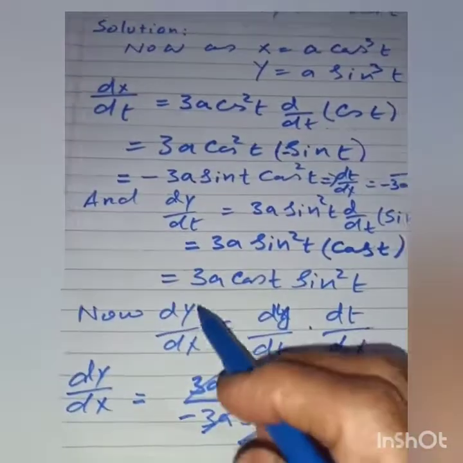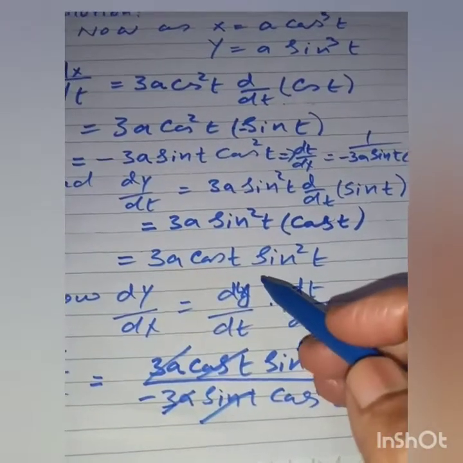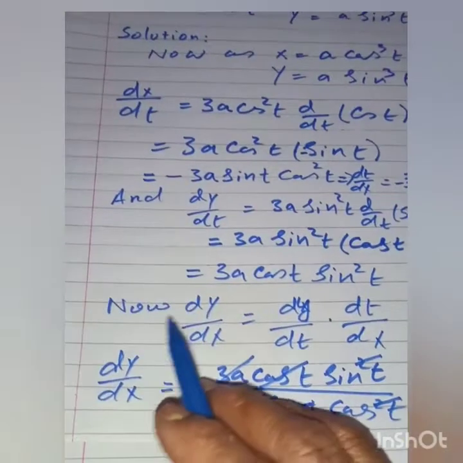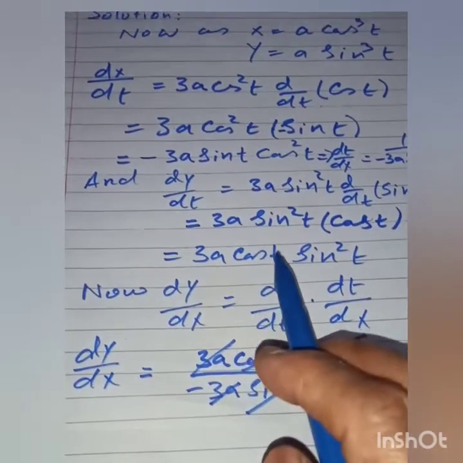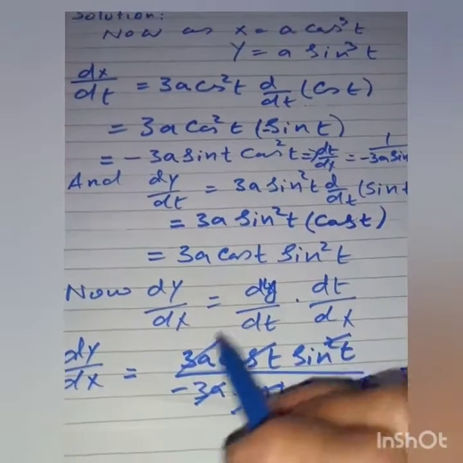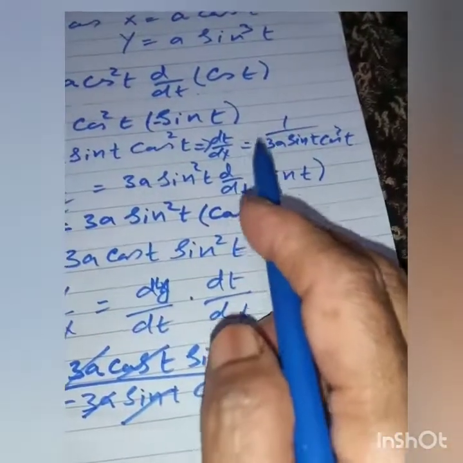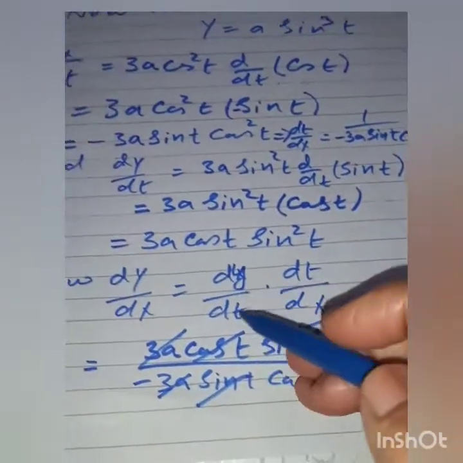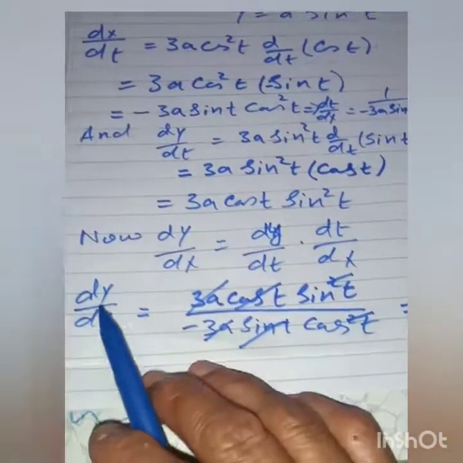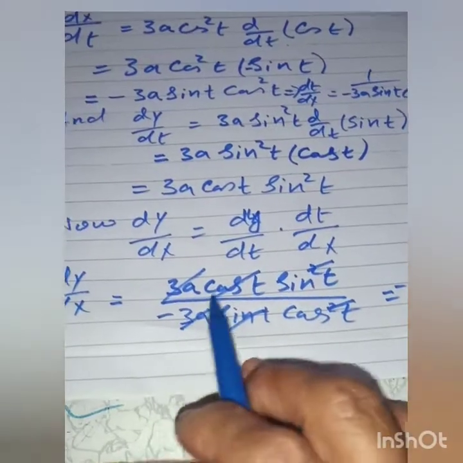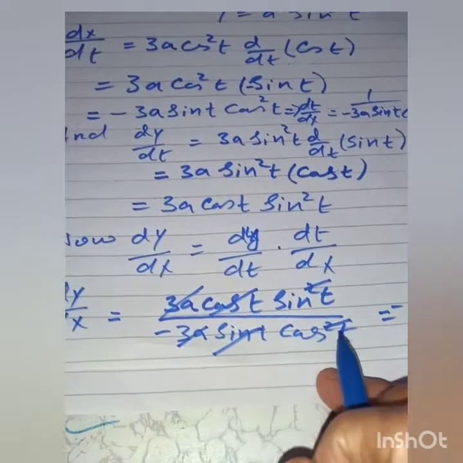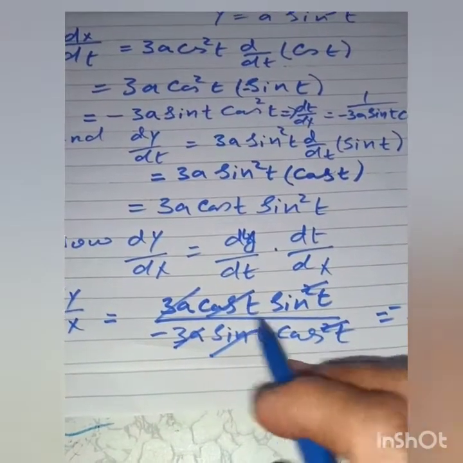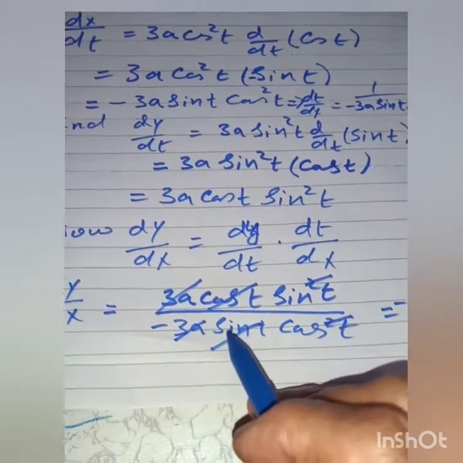Now we have to find dy by dx, which will be equal to dy by dt into dt by dx. So dy by dt is equal to 3 times a cos of t into sin square t, and dt by dx is equal to 1 over minus 3a into sin of t into cos square t. So by putting these values, dy by dx: 3 cancels out, a cancels out, and one cos cancels out between the denominator and numerator, and one sin cancels out.